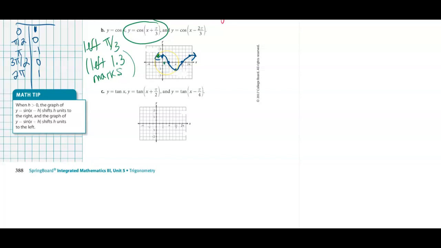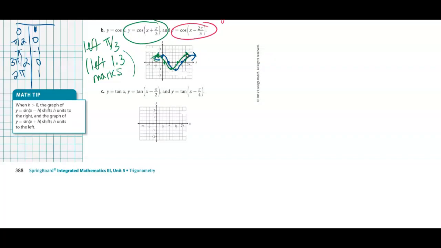Taking that point, 1 and a little. This point's going 1 and a little. This point's going 1 and a little. Alright.